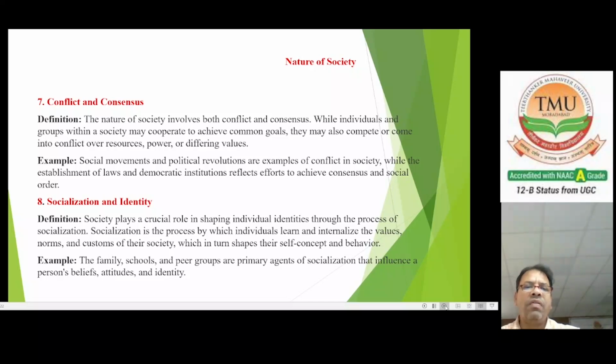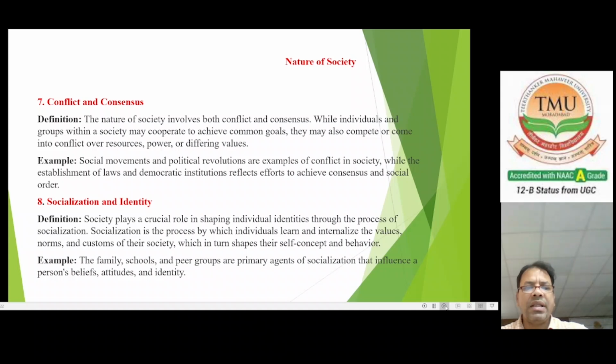Next is called conflict and consensus. When we're talking about conflict and consensus, the nature of society involves both conflict and consensus. While individuals and groups within a society may cooperate to achieve common goals, they may be competitive too or come into conflict over resources, power, and different values. Examples: social movements and political revolutions are examples of conflict in society, while the establishment of law and democratic institutions reflect efforts to achieve consensus and social order.